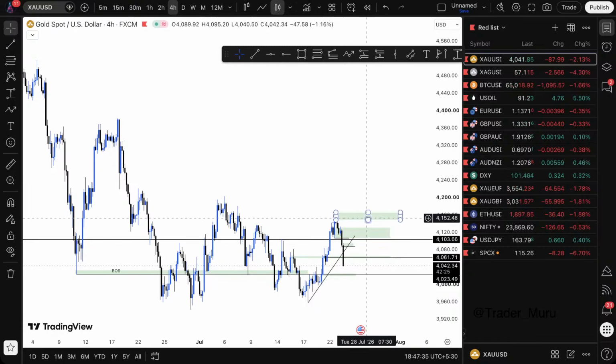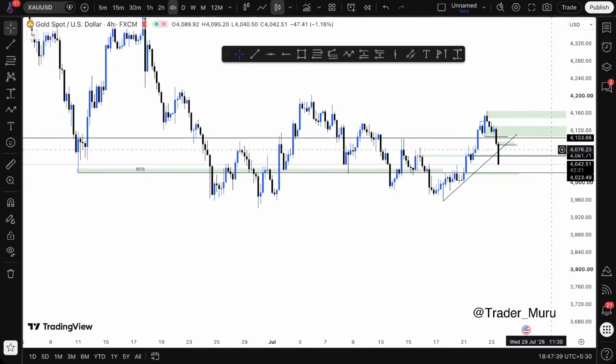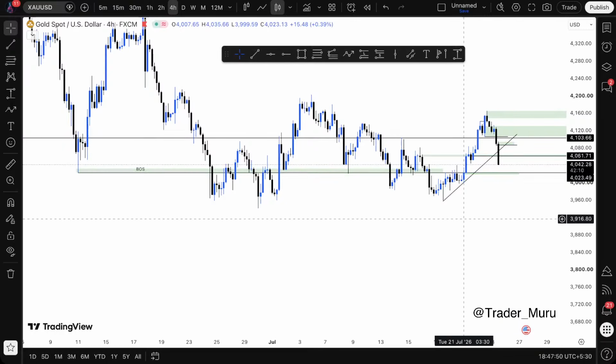Gold is ranging in bigger time frame, and in smaller time frame it keeps continuously changing its direction. 4-hour change of character to bullish side. Now on the same 2 days, 4-hour change of character to bearish side.